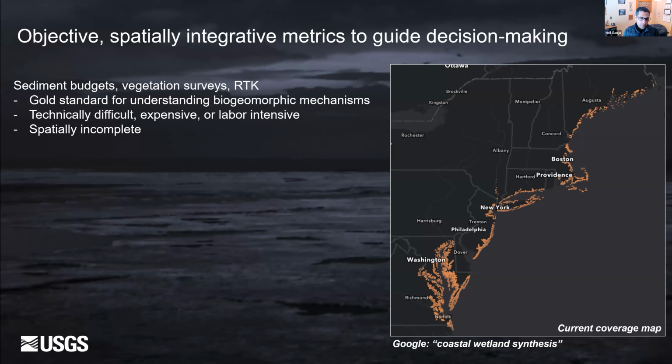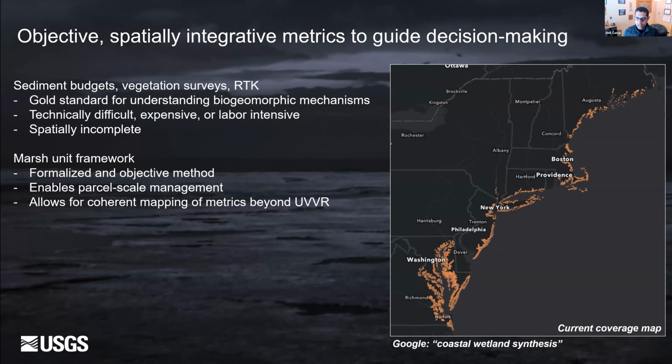So as we all know, the gold standard for understanding what is going on in a marsh is really the things that we do on the ground. So measuring sediment budgets, measuring the health of the vegetation, whether it's above ground biomass, below ground biomass, sulfites in the root zone, whatever it is, RTK for the elevation, SETs for the elevation trajectory. But as we know, we can't do that everywhere all the time. It's just technically impossible, right? And it's never going to be spatially complete with those techniques.